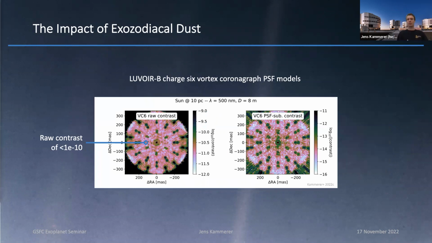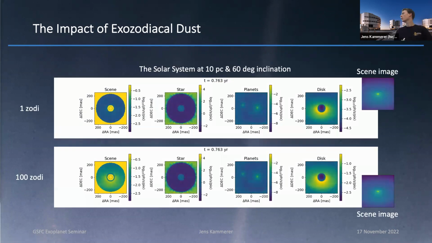So we developed this coronagraph simulation tool, which is based on some high fidelity coronagraphic PSF models that we got from industry partners. So this is basically just showing you how the PSF would look like for one of these coronagraph designs for LUVOIR-B. And then we would basically use this model and convolve it with our astrophysical scene to simulate realistic observations of exoplanetary systems. And this is what we get in these images here, or these videos here.